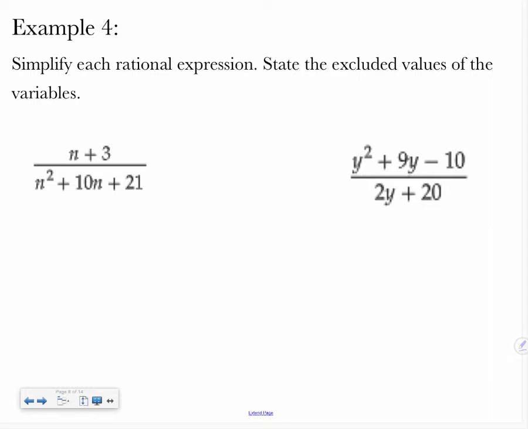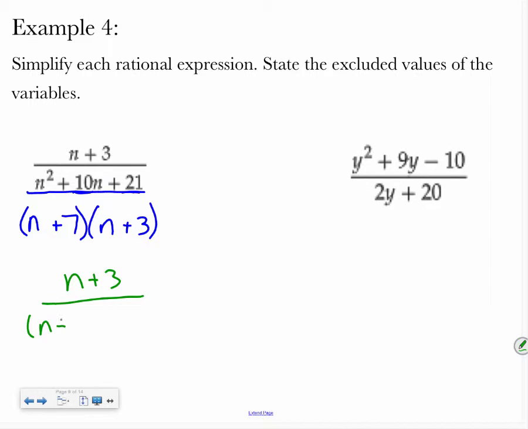So we have n plus 3 over n squared plus 10n plus 21. So my first step should be, can I factor this? Okay, do I have two numbers that add to 10 and multiply to 21? I know that 7 and 3 will get me there, and I know I'm going to have to add both positives. So n plus 7 times the quantity of n plus 3 is going to be the same thing as my denominator. So now if I look, I have n plus 3 over n plus 7 times n plus 3.